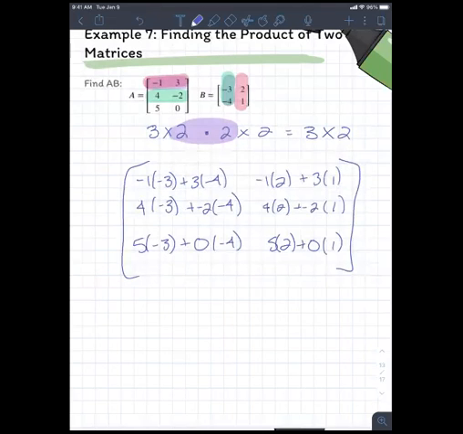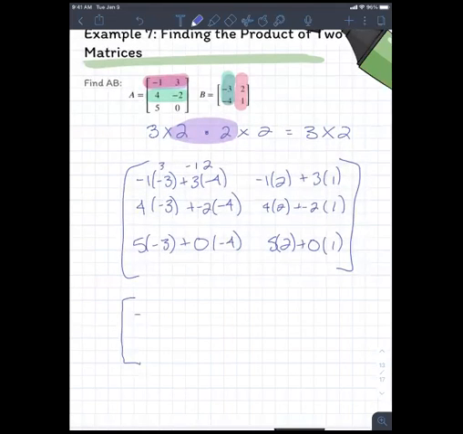So -1 times -3 is +3. Minus 12 gives us -9. Got confused for a second. -1 times 2 is -2. 3 times 1 is 3. -2 plus 3 is -1. Nope, +1. 4 times -3 is -12. -2 times -4 is +8. And -12 plus 8 is -4.